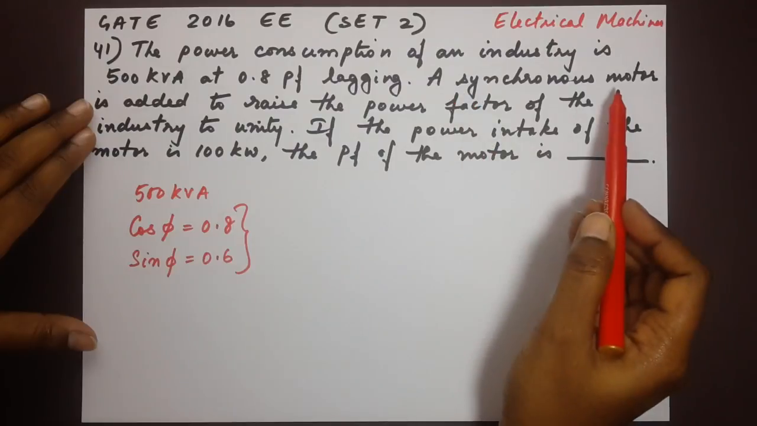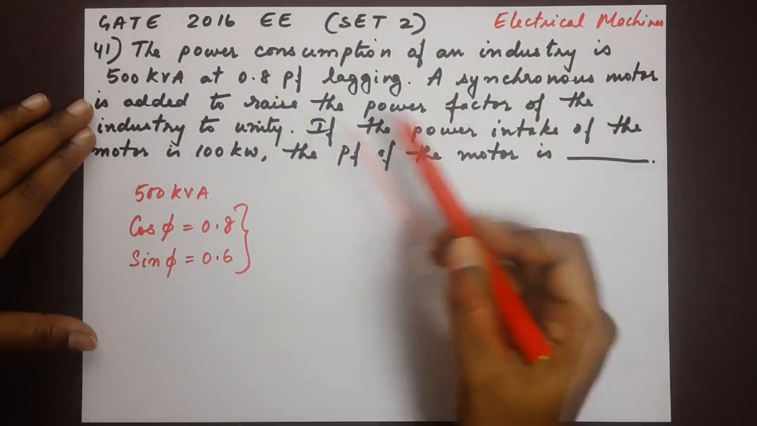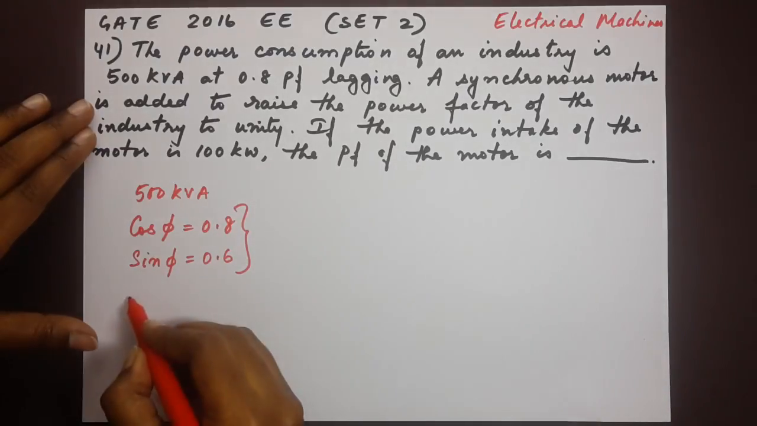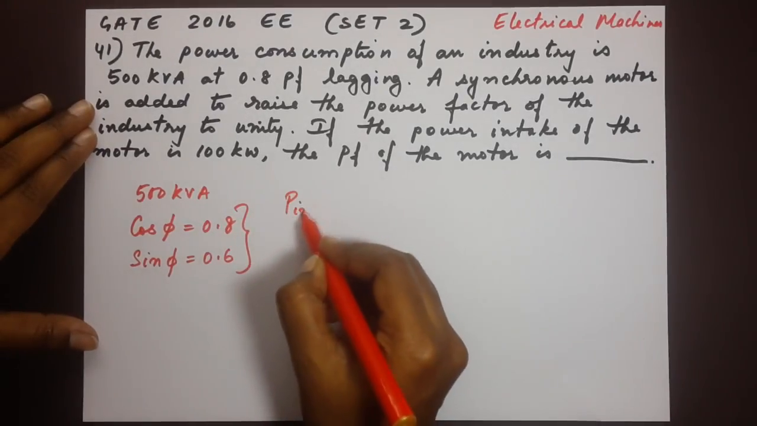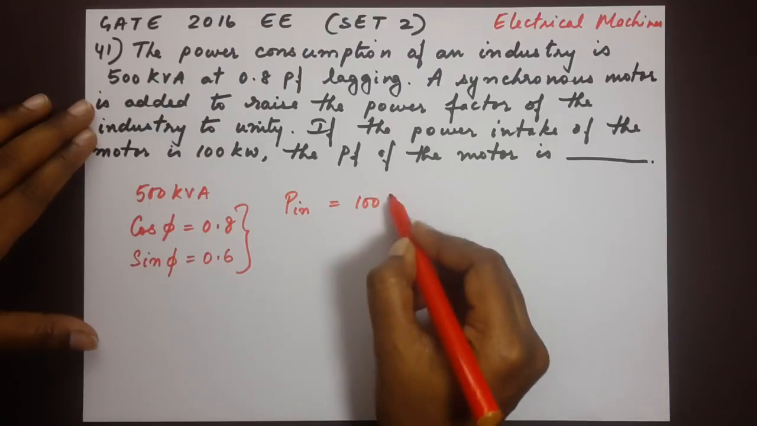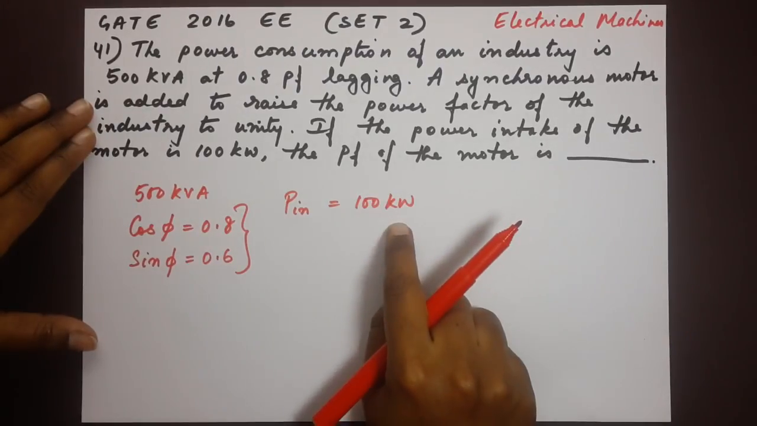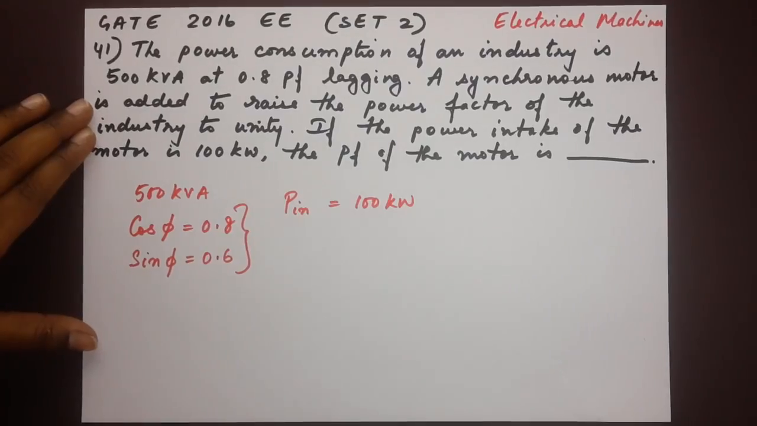Now a synchronous motor is added to raise the power factor to unity, and the power intake of the motor is given. So that's P intake, 100 kilowatts. So this is part of the motor rating. We need to find out what is the reactive power as well. So that's our next step.